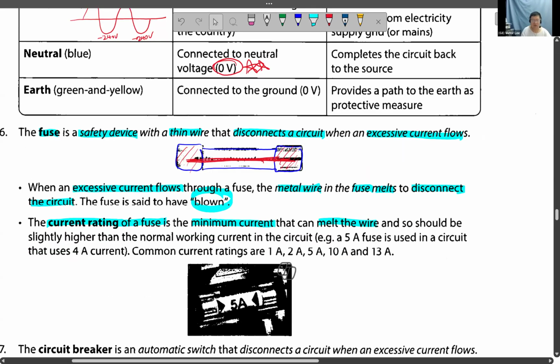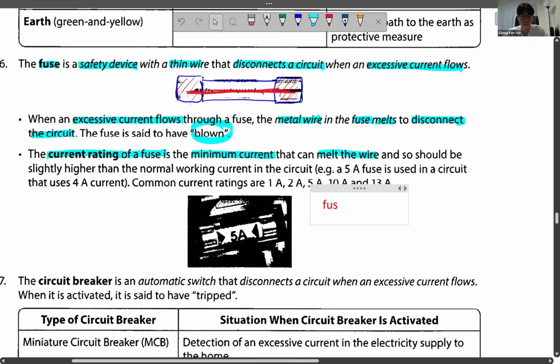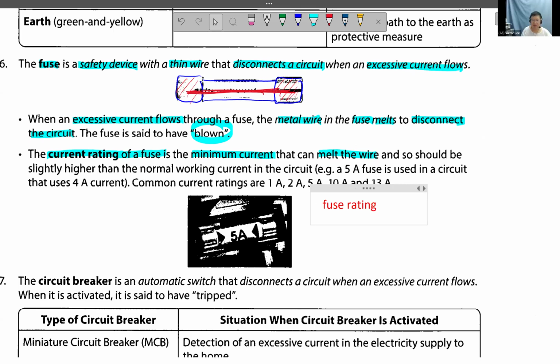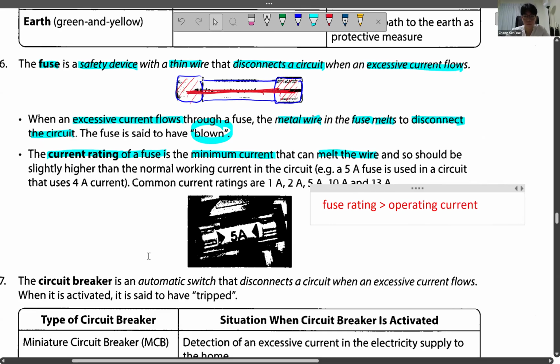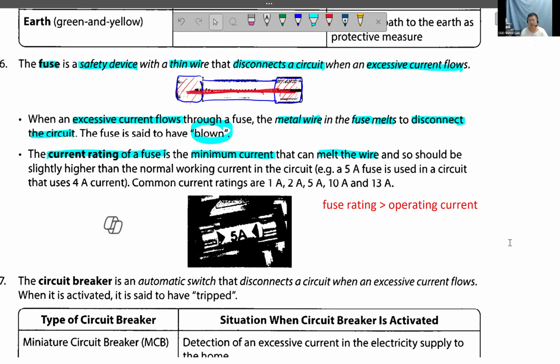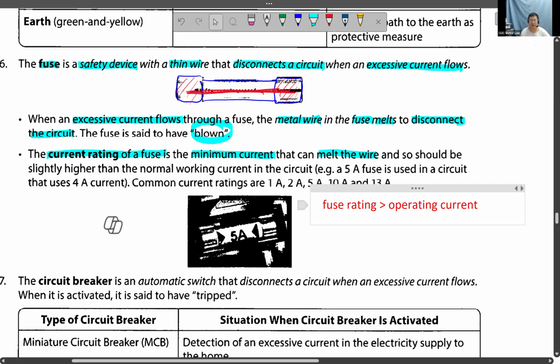Okay, let me write for you. Fuse rating must be greater than operating current. So if my equipment is 3 ampere, working on 3 ampere current, then my fuse rating is likely to be 5 ampere, slightly higher than the 3 ampere. So the fuse rating must be slightly higher than the operating current, cannot be equal, cannot be lower, all right? So a 5 ampere fuse means the current flowing through inside is up to maybe 4 point something, but never reaches 5. Reaching 5 means it's gone already, it melted already, okay?